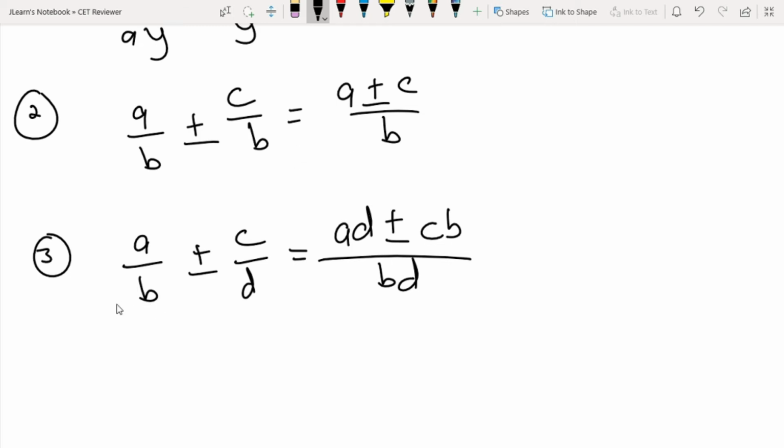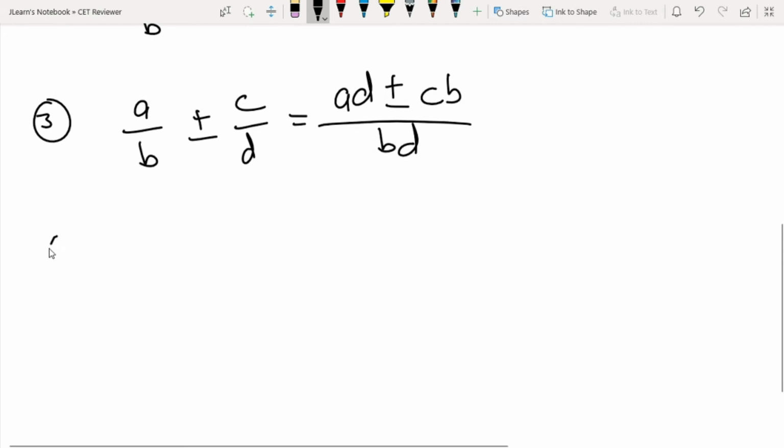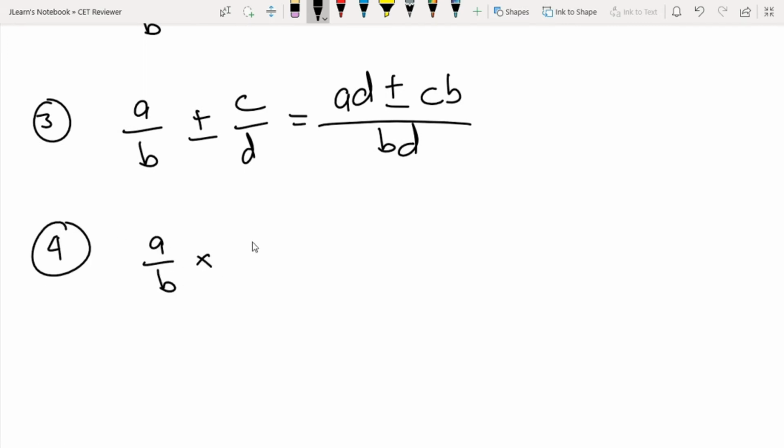Okay? Next is yung multiplication naman. So multiplication, if you have A over B times C over D, then this is simply AC over BD. Just the same as kapag rational fractions.